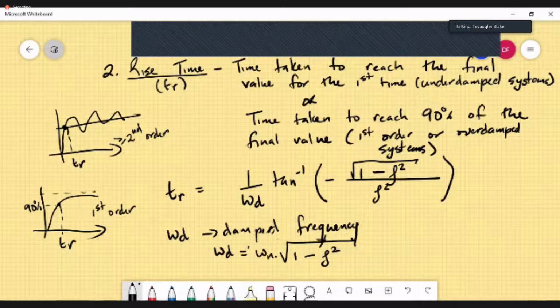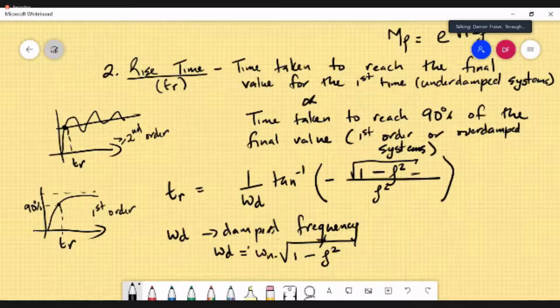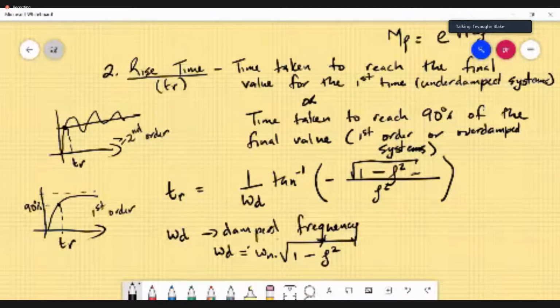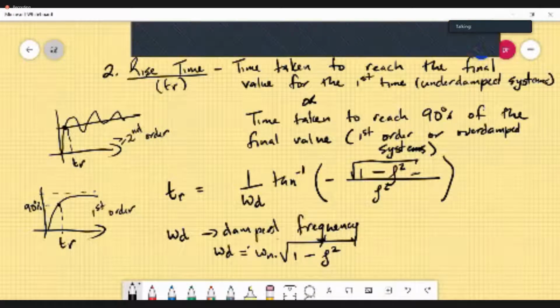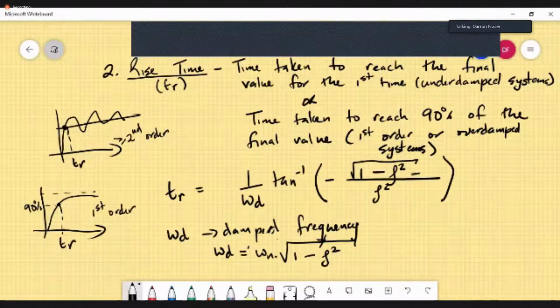Sir, question. For the first formula, what is the symbol after the 1 minus? This one here, in the rise time? Yes, sir. The damping ratio. The official symbol is the Greek letter zeta, but I can make this symbol easily, so I just use this one over the years. So use any symbol that you want. As a matter of fact, you should just use D.